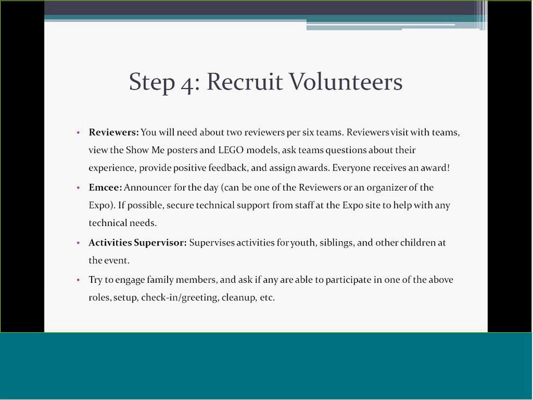C, again, if this makes sense for you to have, then it's highly encouraged. This is an announcer for the day, so it could be the person who does the welcoming and announces the general proceedings of the day. It's also possible to secure technical support from staff at the expo site with any technical needs. Also highly recommended.